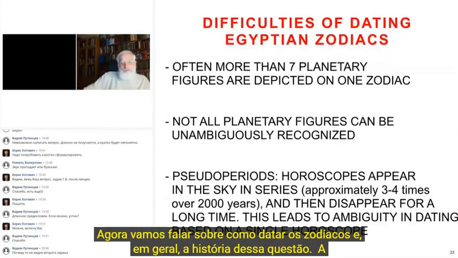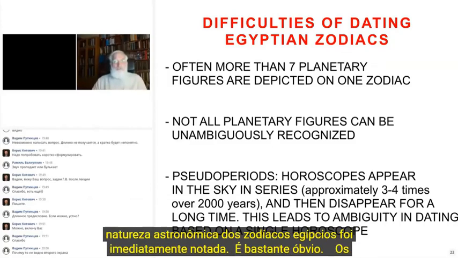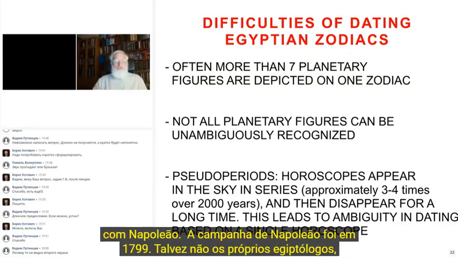Now let's talk about how to date zodiacs and, in general, the history of this question. The question of dating specifically Egyptian zodiacs has a long history. Let's start with them. The astronomical nature of Egyptian zodiacs was immediately noticed. It is quite obvious. Egyptologists arrived there at the very end of the 18th century, at the beginning of the 19th, with Napoleon.